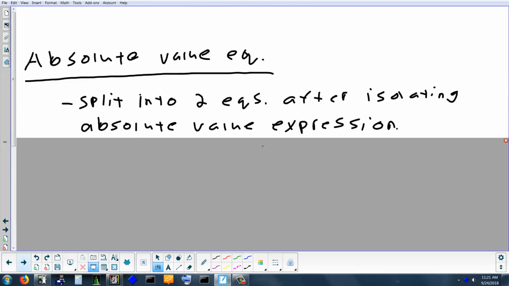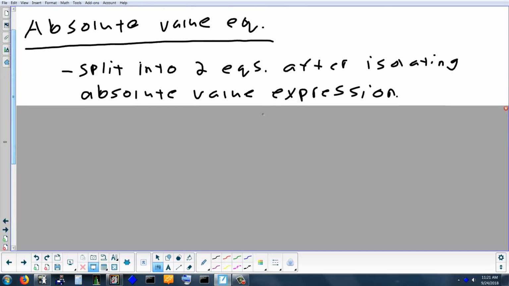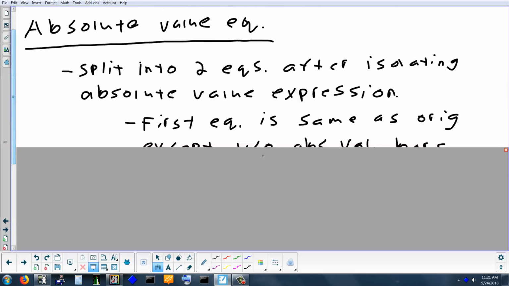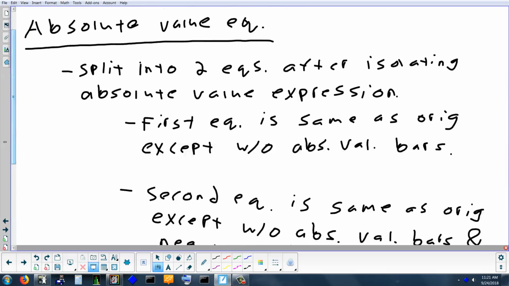Okay, absolute value equation. Sometimes people forget how to solve these, but the idea is you always get, or most of the time, you get 2 answers. And the way you get it is to split the equation into 2 parts after you isolate the absolute value expression.